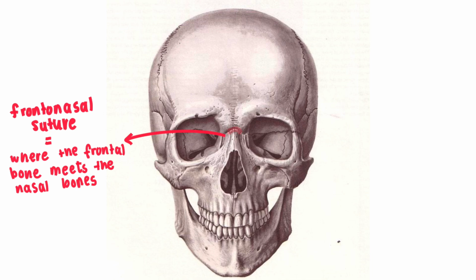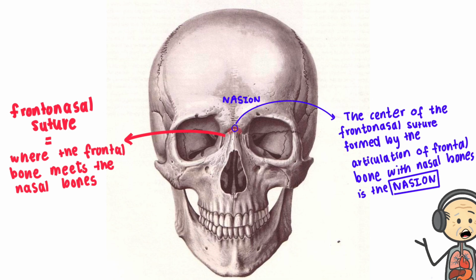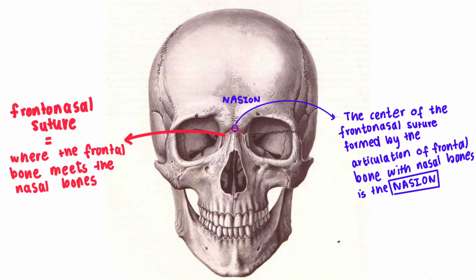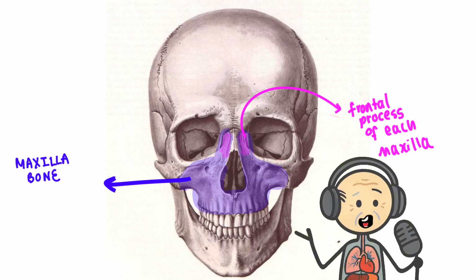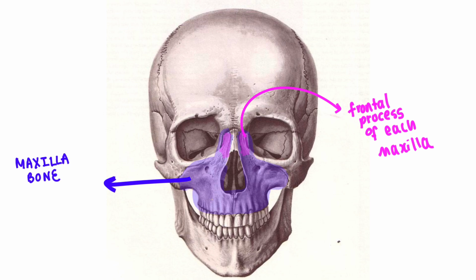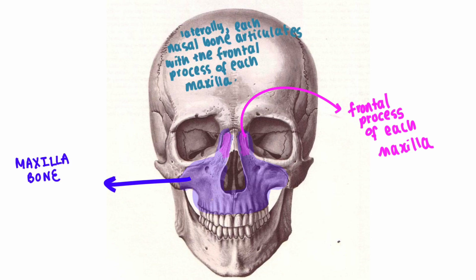At the midpoint of the frontonasal suture is a notable landmark, the nasion, a small dip just above the bridge of the nose, easily felt on your own face. Each maxilla extends upward with a projection called the frontal process. In anatomical terms, a process refers to a bony projection, usually where muscles attach or where bones articulate. Each nasal bone connects laterally with the frontal process of the maxilla, helping to shape the upper part of the nose.